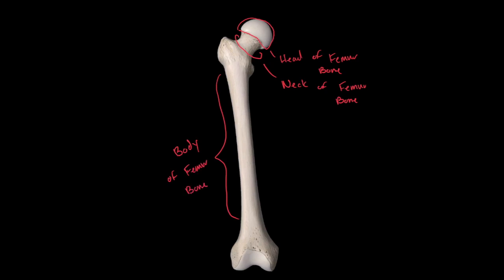Perfect. Now we have 2 large bumps here at the proximal end of the femur bone. There's a larger one here and a smaller one here. The larger one is called the greater trochanter of the femur bone, and the smaller one's going to be the lesser trochanter of the femur bone.